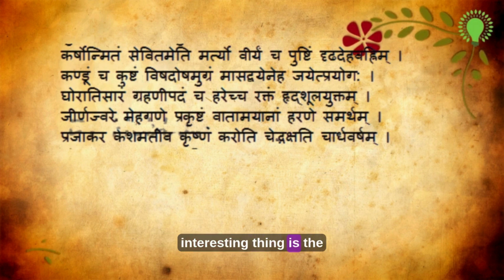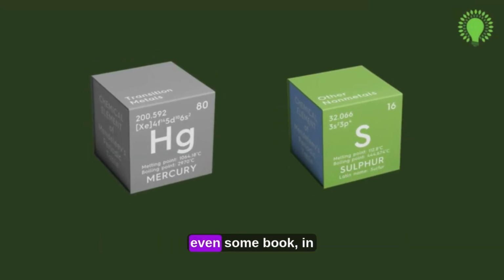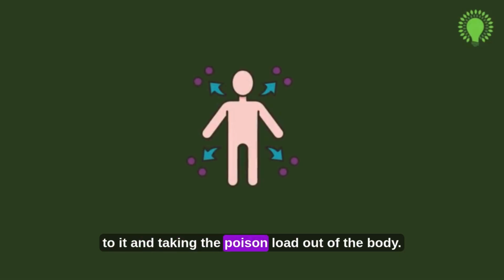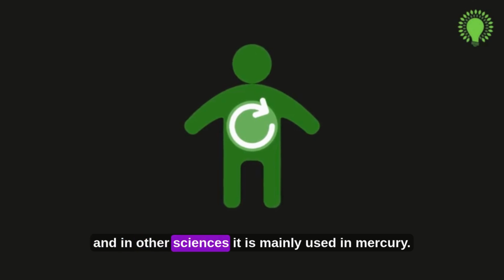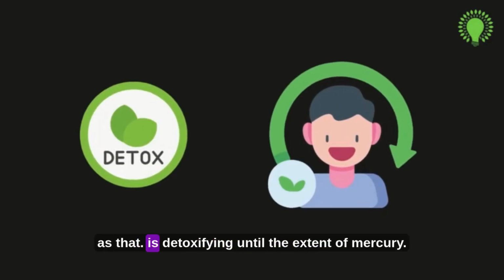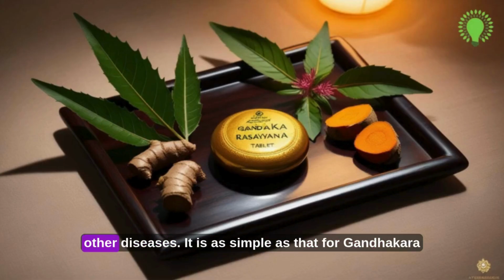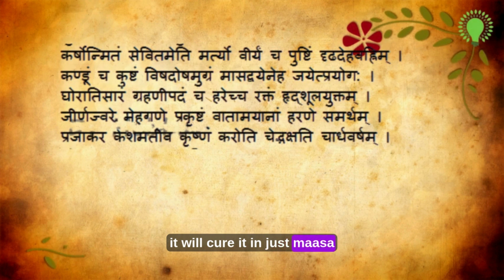You know, one interesting thing is that the antidote of Parada, the antidote of mercury, is sulfur. Even in some book I've studied, only sulfur is capable of binding mercury and taking the poison load out of the body. In Ayurveda and in other sciences, it is mainly used in mercury poisoning. It is Vishagnam as much as that. It is detoxifying to the extent of mercury. So, see the effect of detoxifying nature on other diseases. It is as simple as that for Gandhaka Rasayanam. So, all these diseases, Kandu, Kushta, Visha, it will cure in just Masa Dvaya, 2 months.